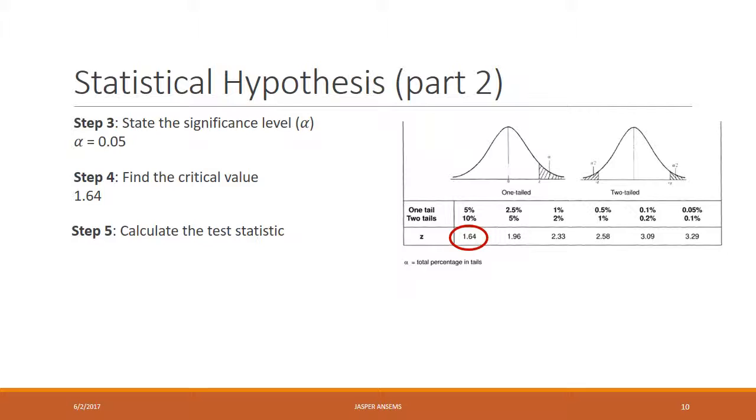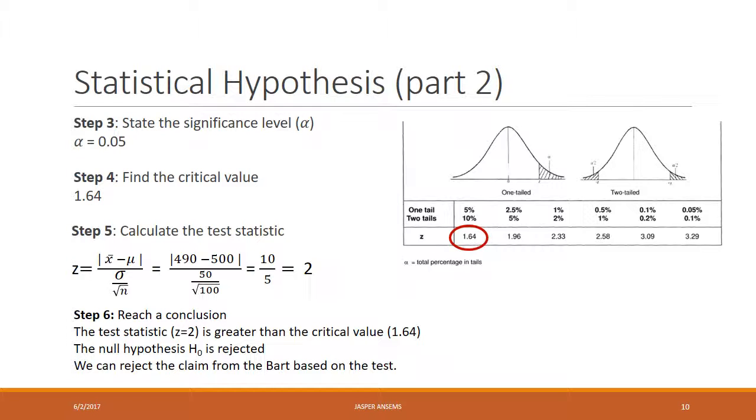Step 5 is calculate the test statistic. So first we have the formula, and then we're going to fill in the numbers. The average of the test, x, is 490, minus the mean, 500, divided by the standard deviation of 50, and we divide that standard deviation by the square root of n, and that was 100 because 100 steaks were tested. So minus 10 divided by 5 is minus 2.